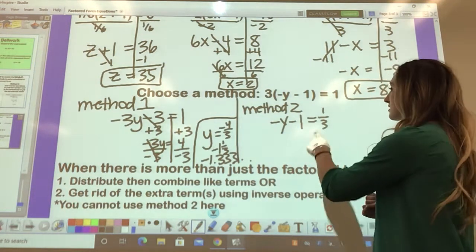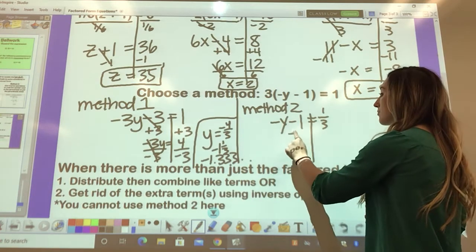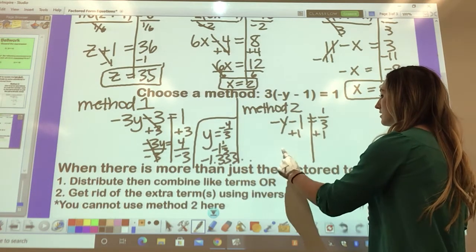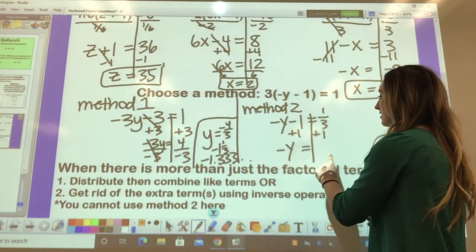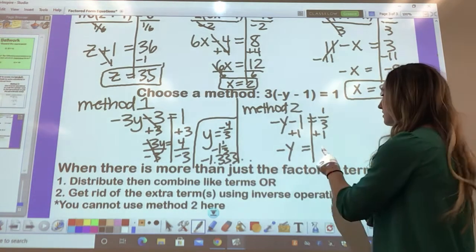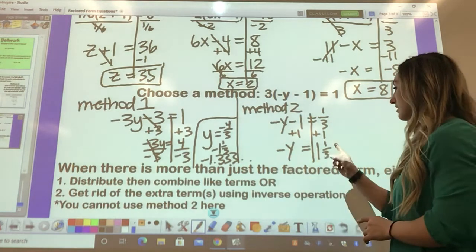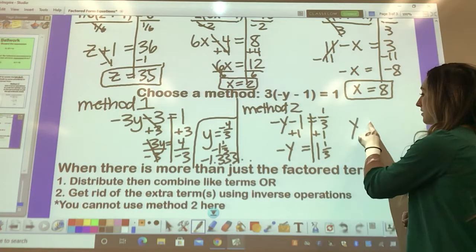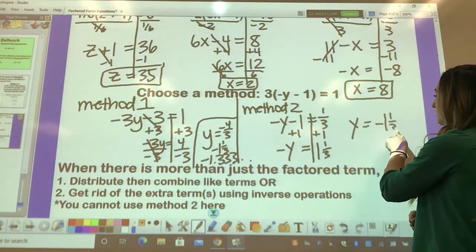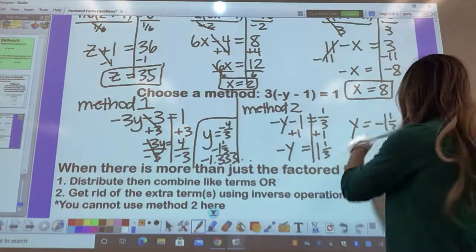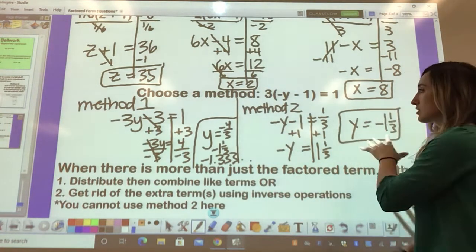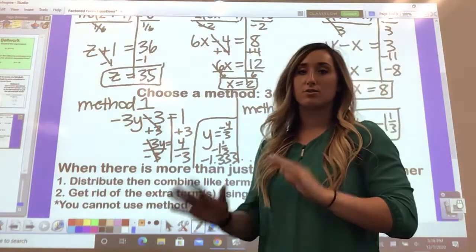Then from here you'd add 1 on both sides. That gives you -y equals 1/3 plus 1 is 1 1/3. And if -y equals that, then +y would equal -1 1/3, just like we came up with over there. So that's just how you would solve that using both methods.